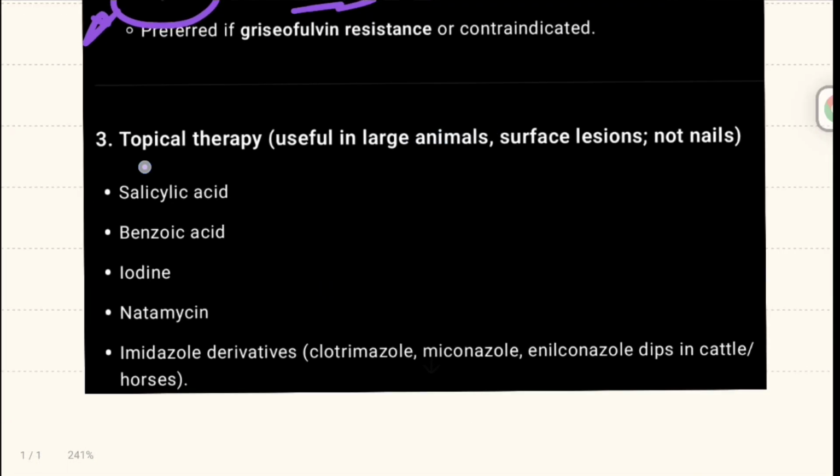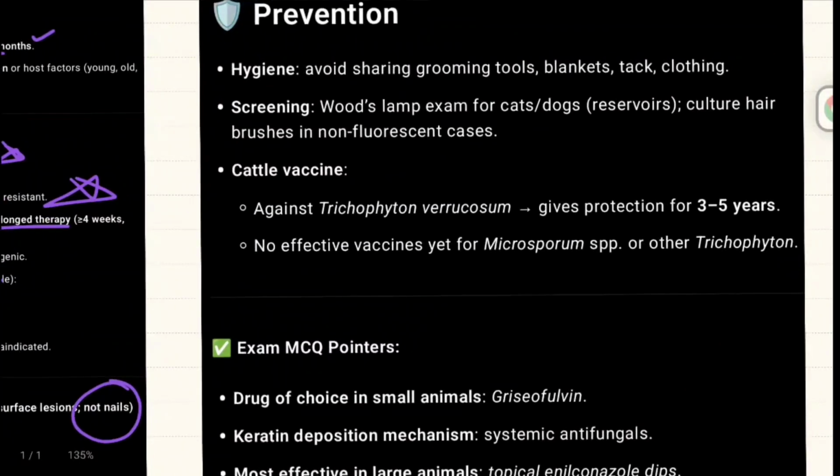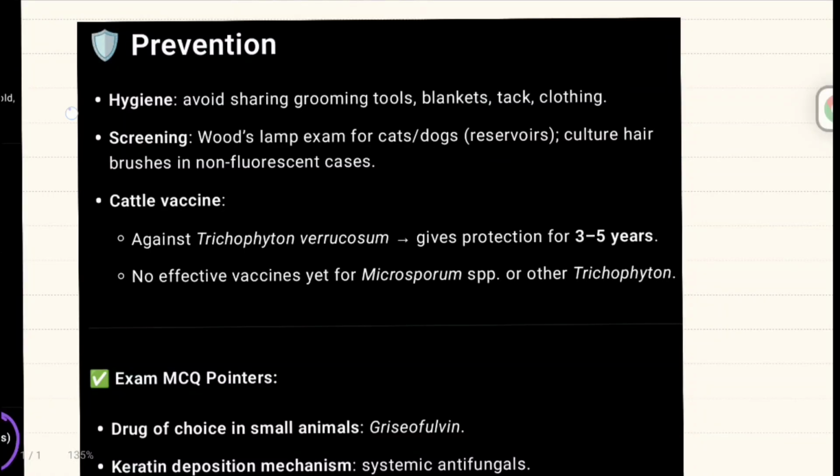And when it comes to topical therapy, products containing salicylic acid, benzoic acid, iodine, natamycin, and imidazole derivatives such as clotrimazole and miconazole are used, and dips are available for cattle and horses. The thing is that topical therapy will not work if the infection has invaded the nails. Now when it comes to prevention, hygiene is the key factor, and screening with the Wood's lamp for cats and dogs as reservoirs. This Wood's lamp technique will be very helpful to prevent this disease.